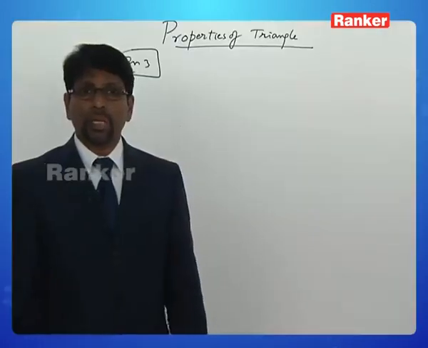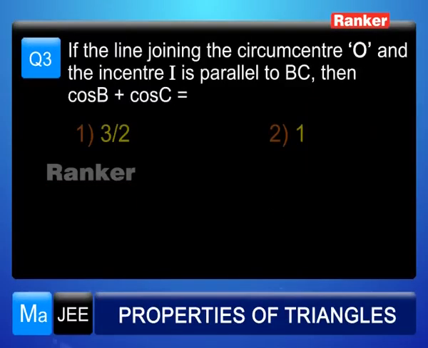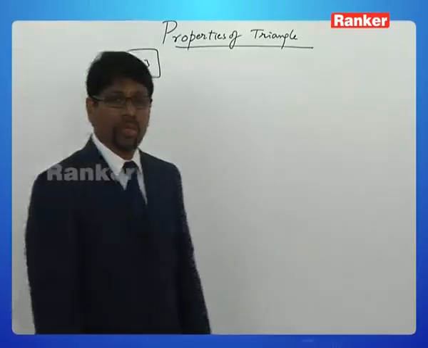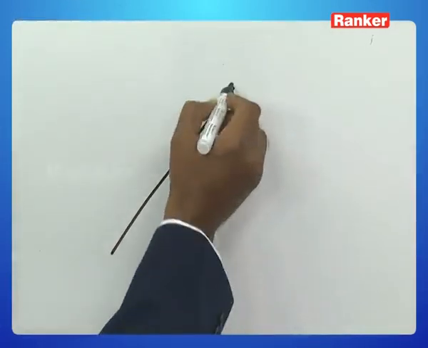Now, let's move to the next question, question number 3. If the line joining the circumcenter O and the incenter I is parallel to BC, then cos B plus cos C is equal to, first option 3 by 2, second option 1, third option 3 by 4 and fourth option 2. So let's have a look. We have a triangle ABC.